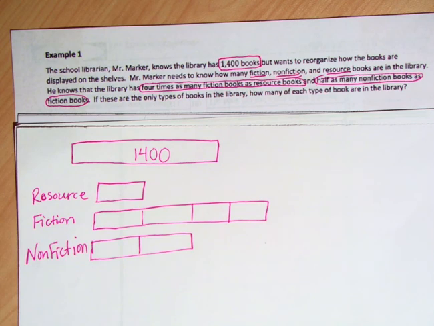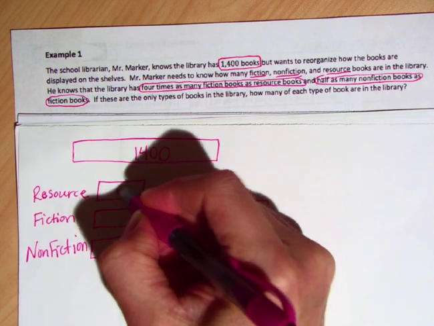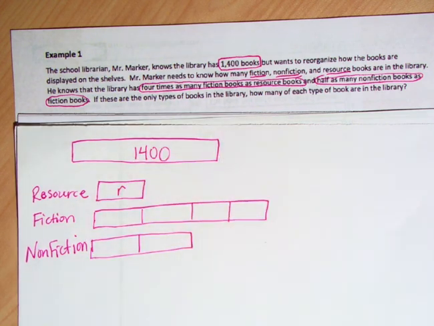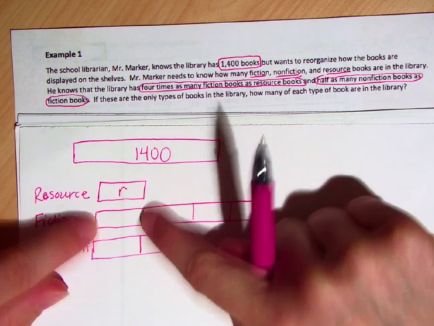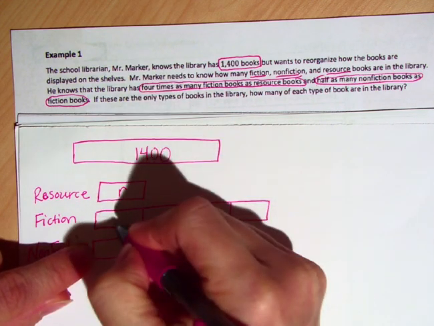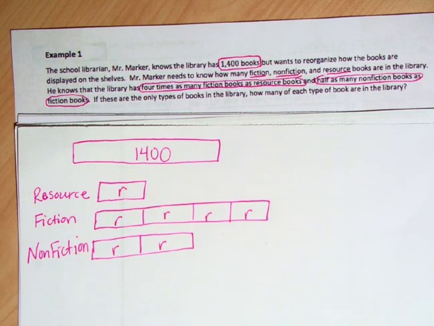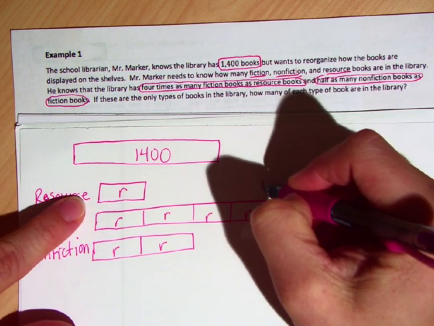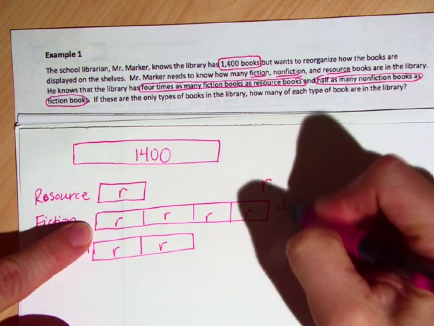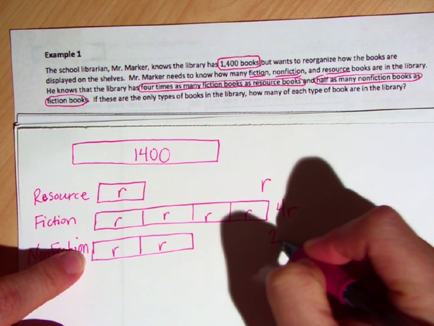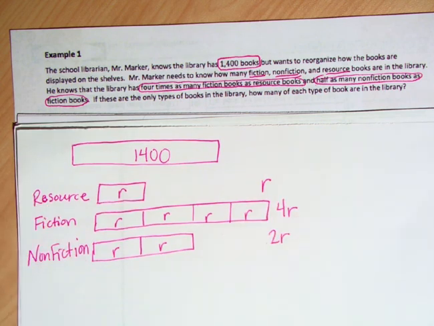Okay, now, where do we go from here? Well, we have to assign a variable. So because the resource has the smallest number of books, I think we should use R as our variable. So this is going to represent the resource books, R. Now, each box that is that length is the same number of books. So we're going to put R in each of these boxes. All right, so there are R resource books, there are 4R fiction books, and there are 2R nonfiction books. So far, so good, right?